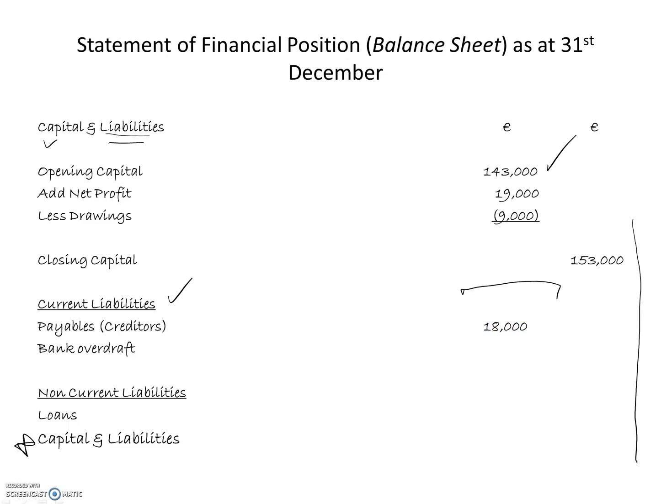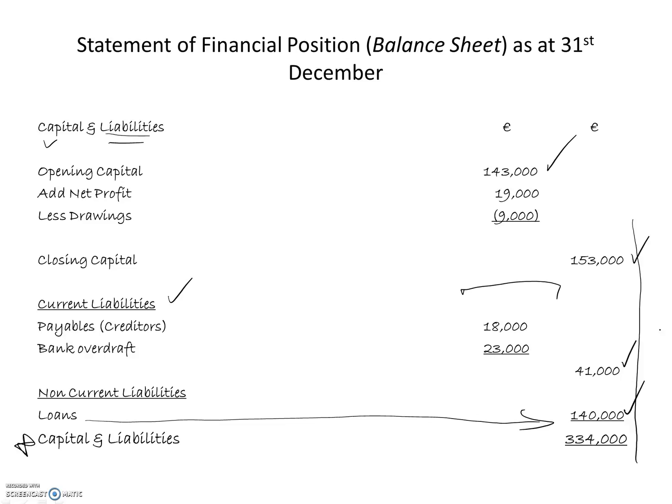So my payables, 18,000. Bank overdraft, 23,000. Add those two together, 41,000. The long-term loan, well, I'll just bring that straight out. There's only one item under that heading, so I'll put that out there, 140,000. So now I'll add up the capital, the current liabilities, and the long-term liabilities, and I get 334,000. So 334,000 is the total of capital plus liabilities.